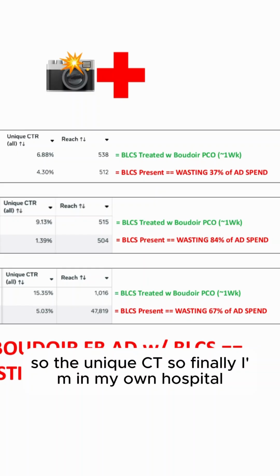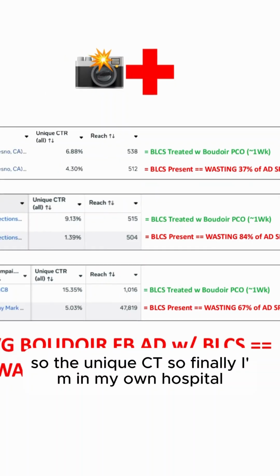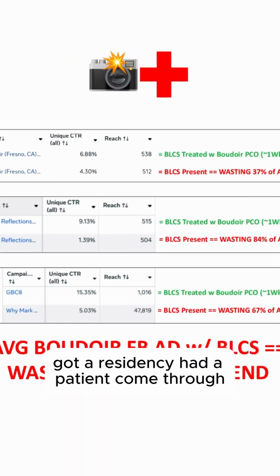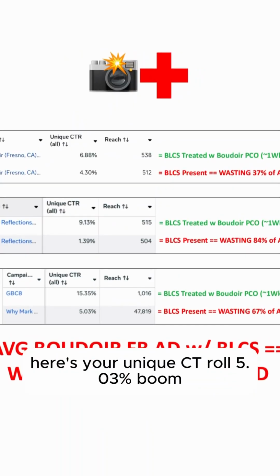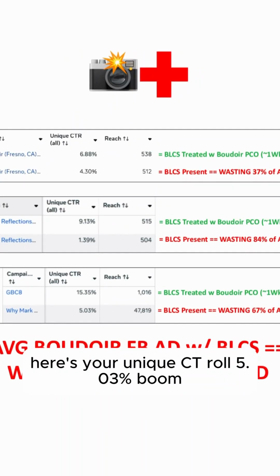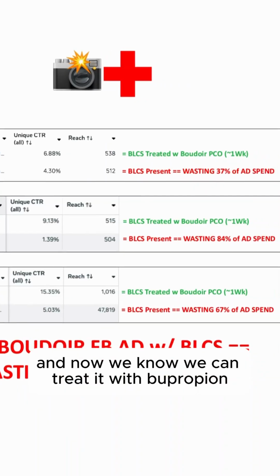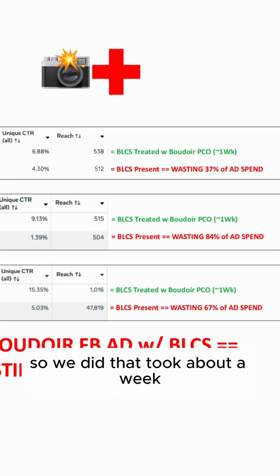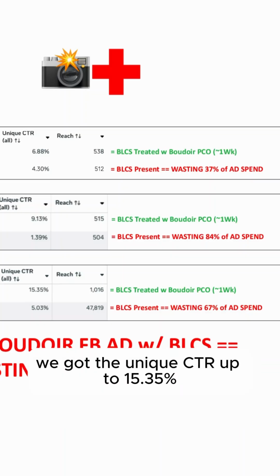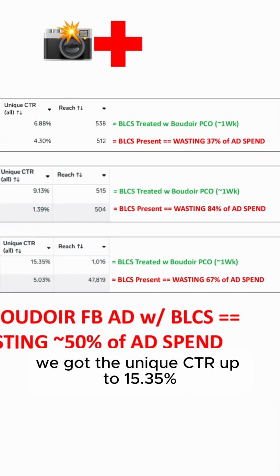So finally I'm in my own hospital. I got out of residency, had a patient come through. His unique CTR was 5.03%. Boom, unique CTR is under 6%. We know that BLCS is present. And now we know we can treat it with Boudoir Pico. So we did that, it took about a week. We got the unique CTR up to 15.35%.